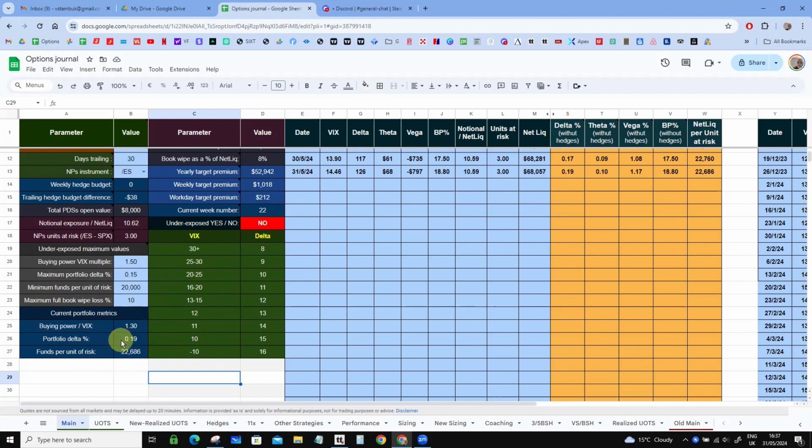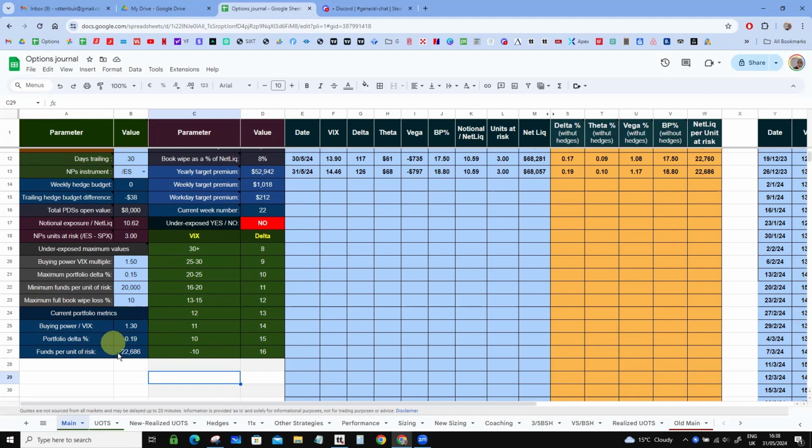These values here are transferred from the last value here. And if everything is under the limits, for example, if my maximum buying power usage is 1.5 times VIX, and I'm at 1.3 at the moment, but if it was, let's say, 1.6, it would flash no. If any of these is over the limit, it would flash no. If everything is met, it would say yes, and then I could go ahead and put on another trade.